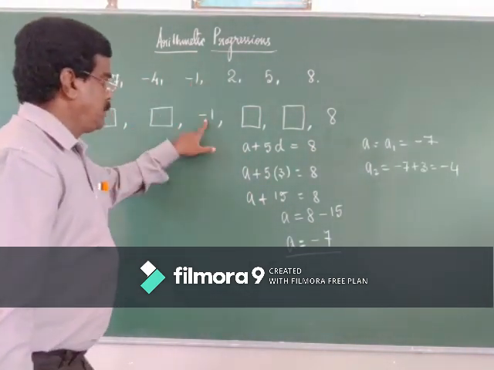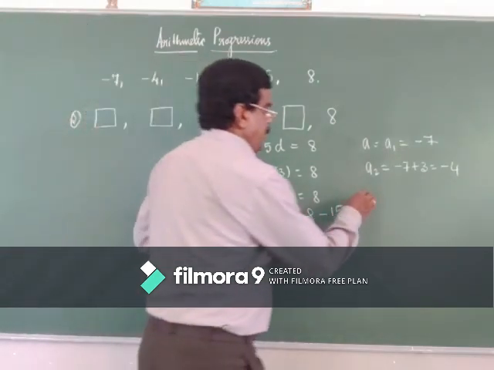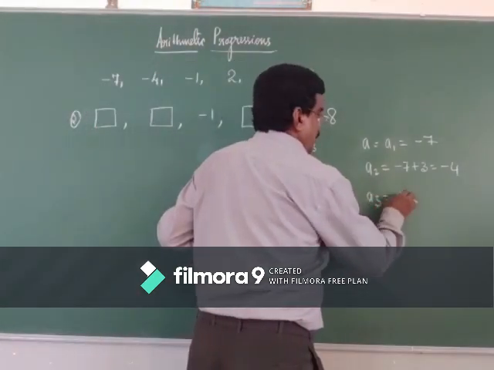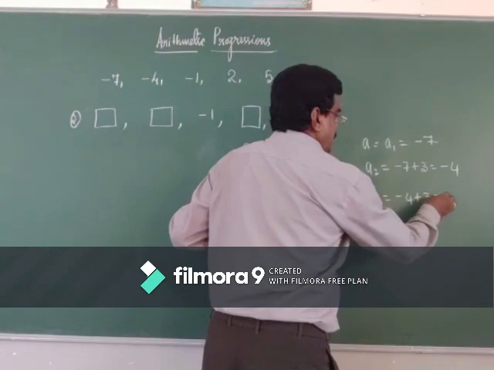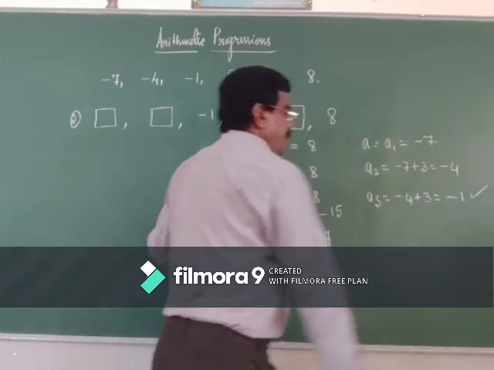Similarly, what is A3? Minus 4 plus 3 is equal to minus 1. It's already given in the sum, children.